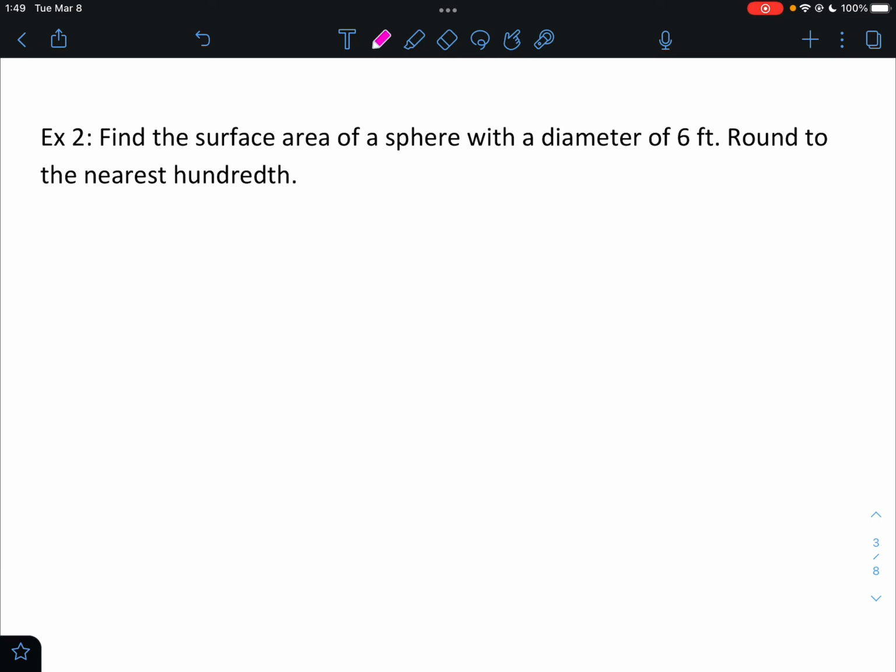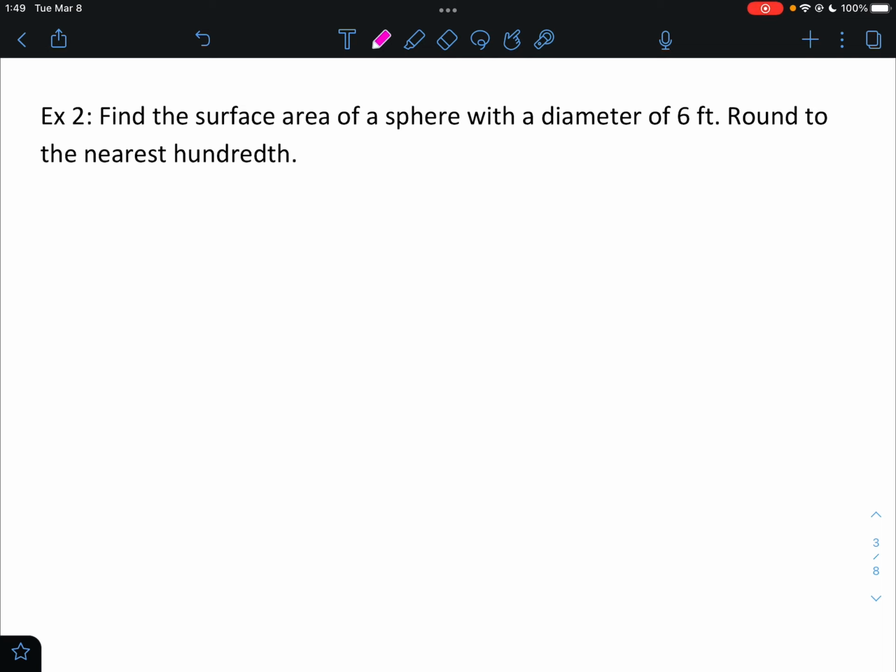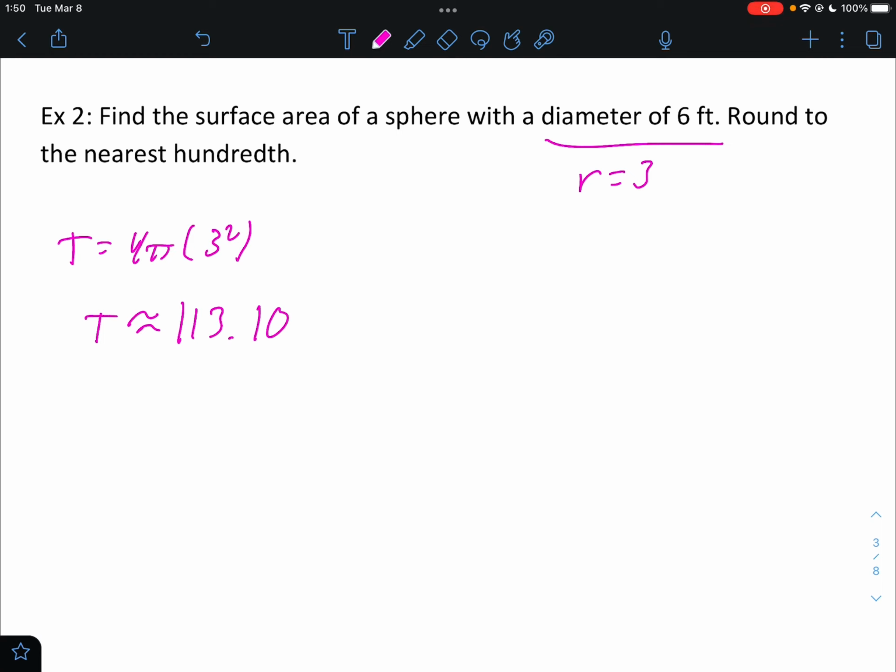Number two, find the surface area of a sphere with diameter 6 feet. Now we're going to round to the nearest hundredth. All right, so once again, diameter, so the radius is 3. And now it's 4 pi times 3 squared. But it says to round, so this one we're going to type everything in the calculator, including pi. And if we round that, it's going to be 113.10, which would be the correct rounding of that.